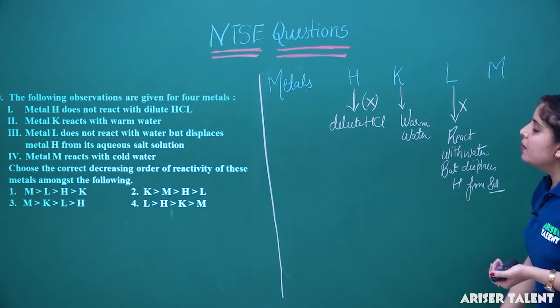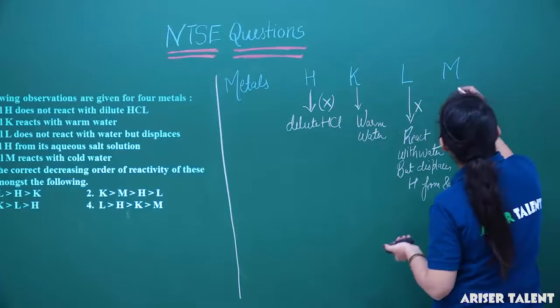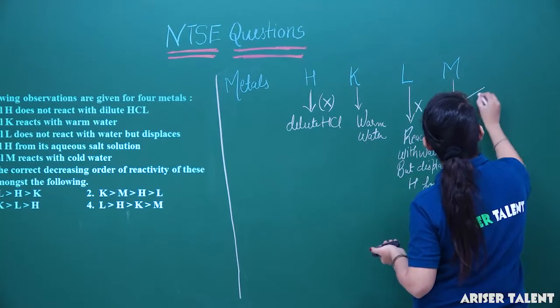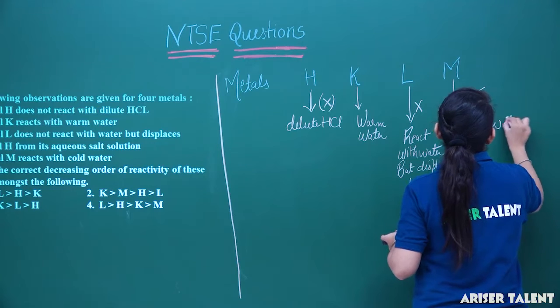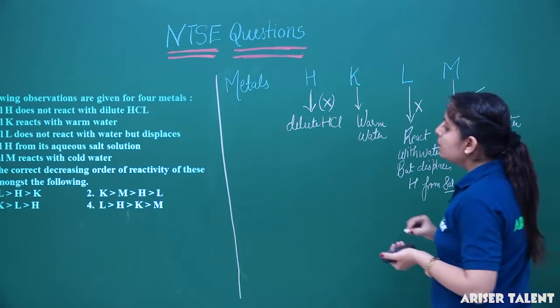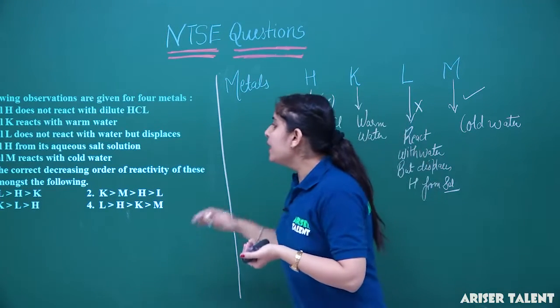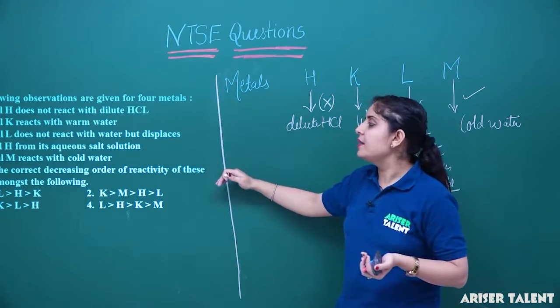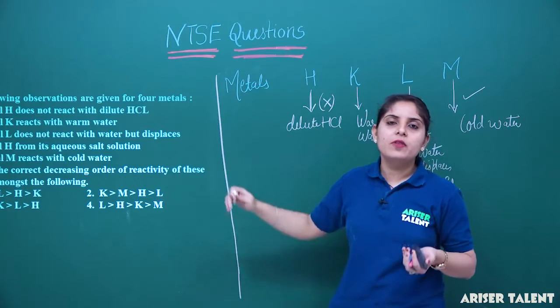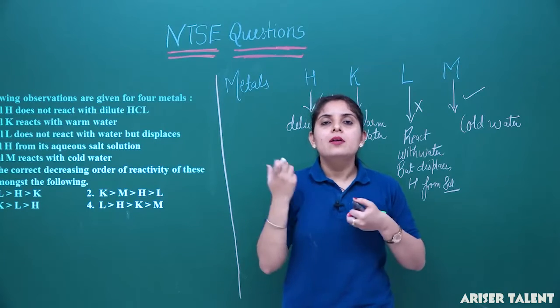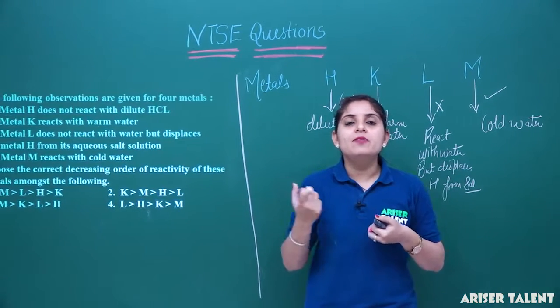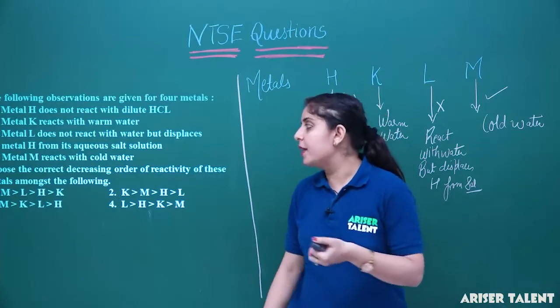And the last one, metal M reacts with cold water. Now we have to arrange all of the 4 metals in the decreasing order of reactivity. It means in decreasing order, we start with the element which has a very high tendency of reacting.